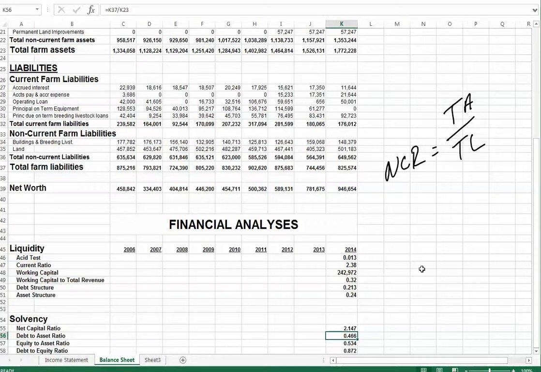So if you completely liquidated the farm one day, this would be as of like the end of the fiscal year, if for some reason you completely liquidated that farm at the values that are in the balance sheet, would there be sufficient funds to pay off all the debts? And of course, if that net capital ratio is greater than 1, it simply means there would be some funds left over. If it's less than 1, then you've got an illiquid business, which means when you liquidate it, there wouldn't be enough funds to pay off all the debt.